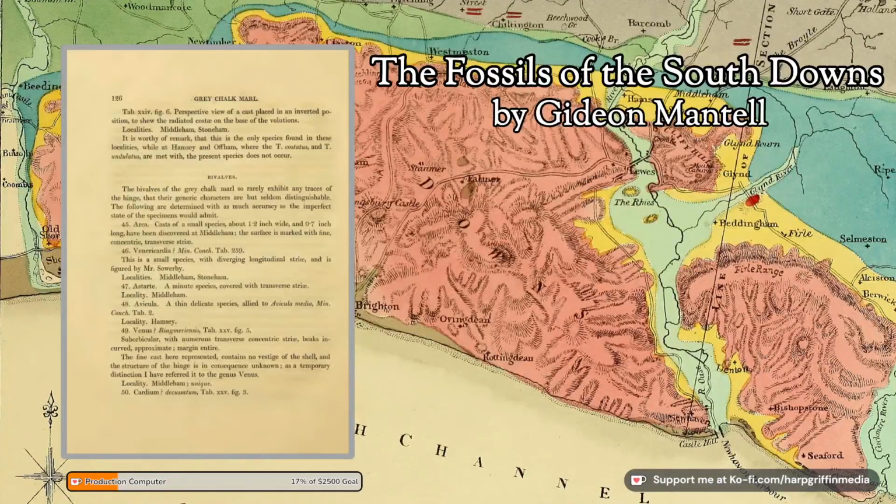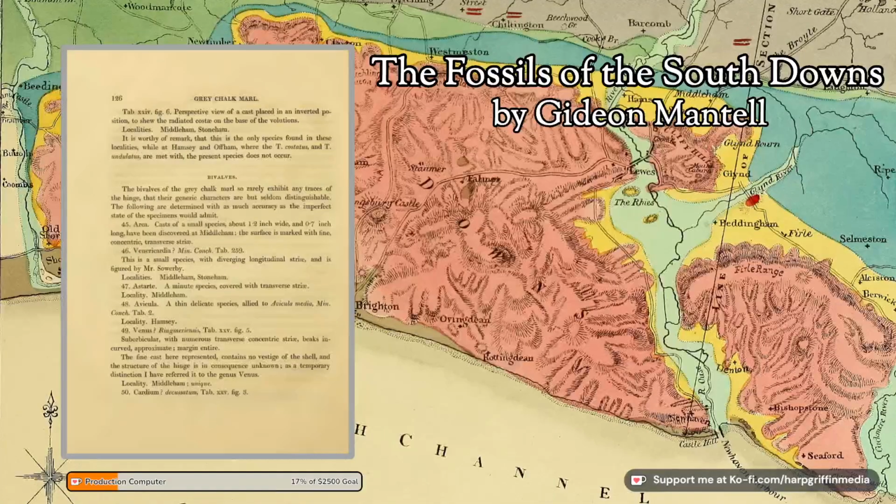Bivalves. The bivalves of the grey chalk marl so rarely exhibit any traces of the hinge that their generic characters are but seldom distinguishable. The following are determined with as much accuracy as the imperfect state of the specimens would admit. 45. Arca. Casts of a small species, about 1.2 inch wide and 0.7 inch long, have been discovered at Middleham. The surface is marked with fine, concentric transverse striae.